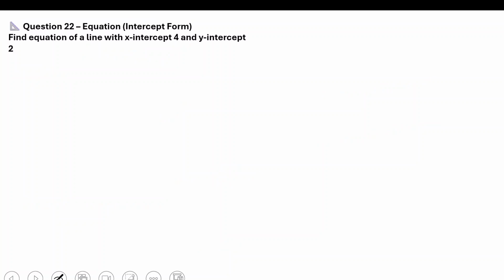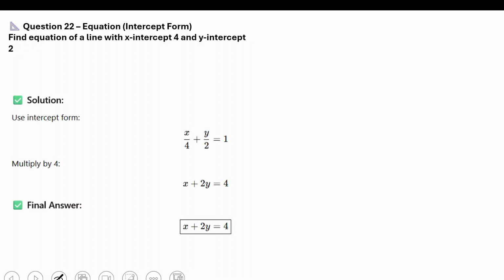Okay, so question 22 says find the equation of a line with x-intercept 4 and y-intercept 2. So use the intercept form. I have x over 4 plus y over 2 is equal to 1. So you see that if we multiply each term by 4, we'll get this equation: x plus 2y is equal to 4.